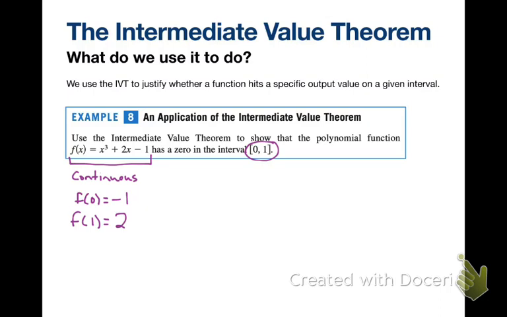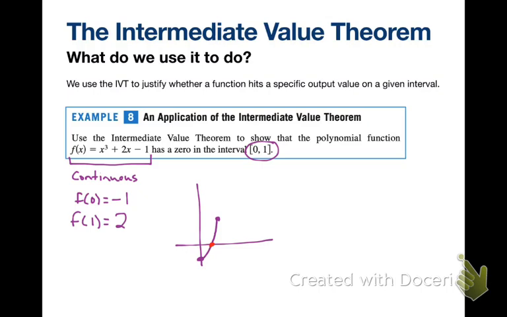Well, perhaps a quick sketch would help us visualize this a little bit better. When x equals 0, y is equal to negative 1, maybe down here. When x is equal to 1, y is equal to positive 2, maybe somewhere up here, right? And this being a cubic function, it could look something kind of like that. Well, clearly, this function does have a 0 on that interval. It's got to cross the x-axis because it goes from a negative to a positive, negative 1 to positive 2.